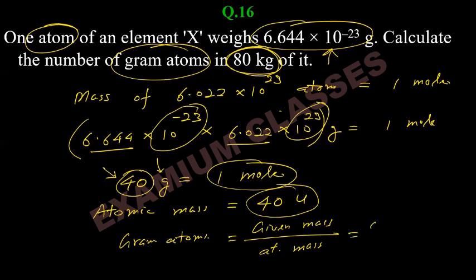Now, given mass is 80 kilograms, not grams. So convert it to grams, divided by 40. Yes, sir, I got the answer, sir. So it will be approximately 2000. Okay. You need to calculate the gram atoms. It will be approximately 2000 gram atoms.